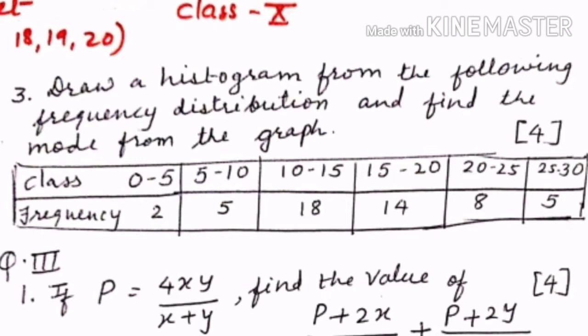There is no need to put the kink here because our first class starts from 0, so we do not put any kink and we start from 0 onwards only. And you have to see which is the highest frequency, 18. So in that bar you have to draw your mode, and you can find the mode as per the method you are already taught. You will get 4 marks for the correct mode.